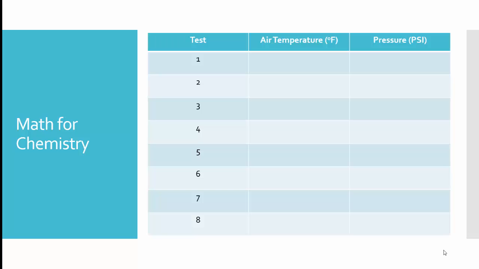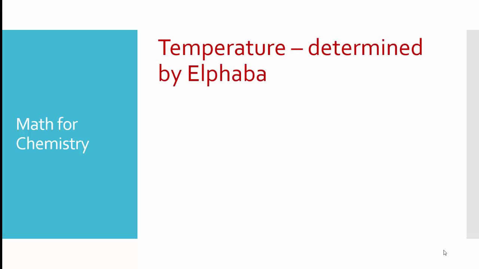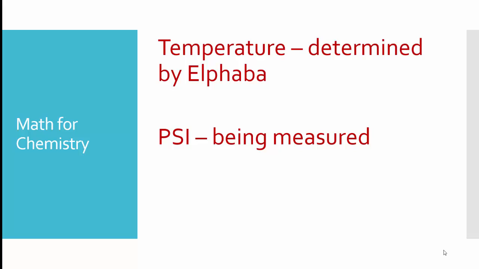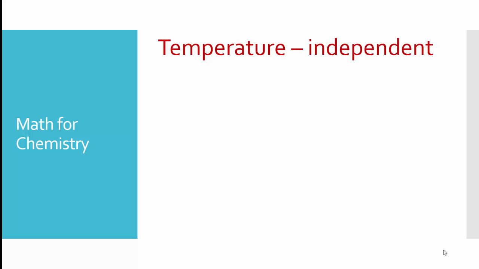Anyway, she decides to do an experiment. In her experiment, she's going to place the tire at varying temperature levels, and then she will measure the resulting PSI. The temperature is being determined by Elphaba, while the PSI is being measured in response to the temperature. We can thus say the temperature is the independent variable or the manipulated variable. It's the variable that Elphaba is changing.